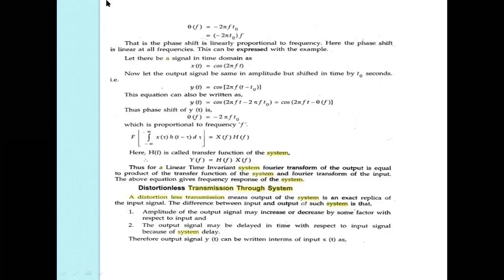Actually, here there is no equation. I will write that one. y of t is equal to k into x of t, the output function. The amplitude of the output signal may increase or decrease by some factor with respect to the input. So what is the factor here? The k is a factor.